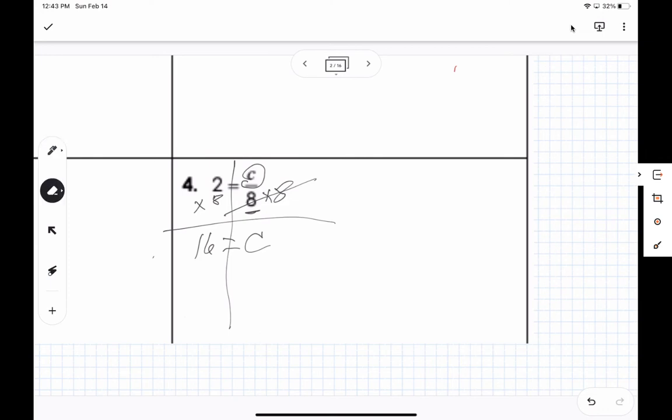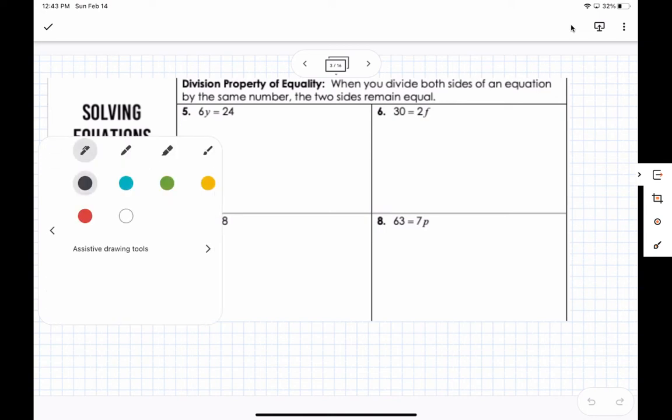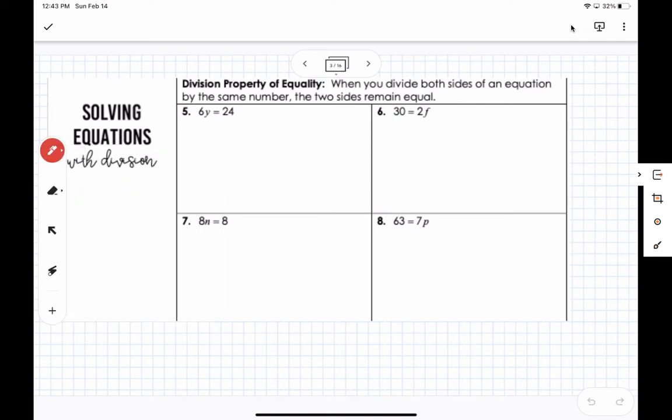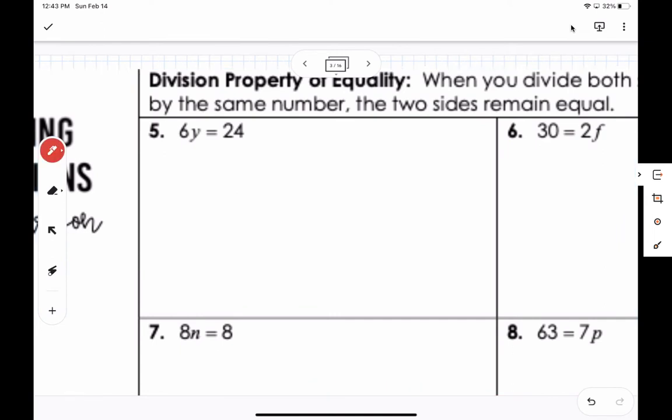All right, let's look at what to do when we have multiplication, so we have to solve by dividing. Okay. So let's look at number 5 here, and I'll do a couple, and then I'll have you do a couple. So 6 times y equals 24, because remember, anytime they're beside each other like that, that means multiplication.